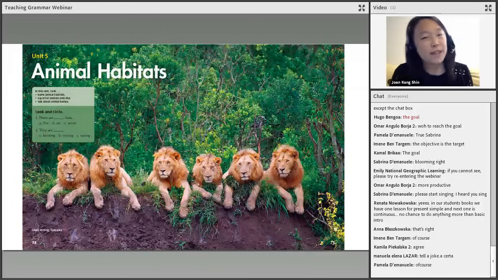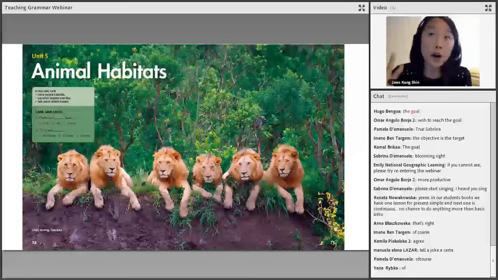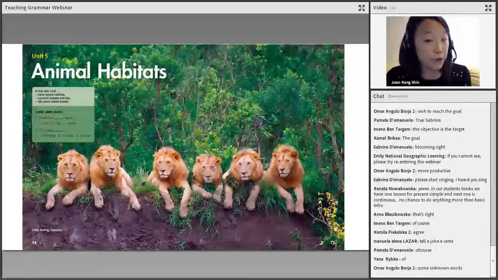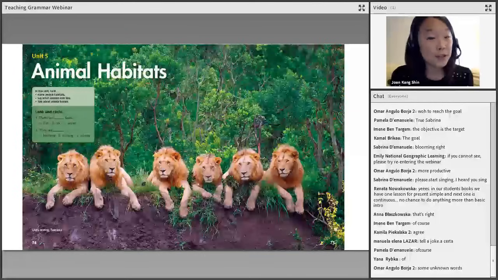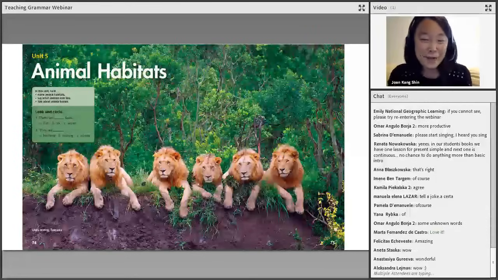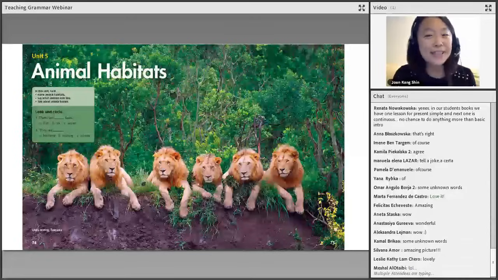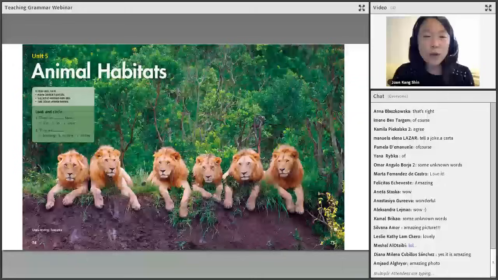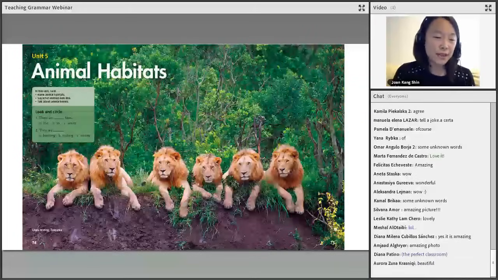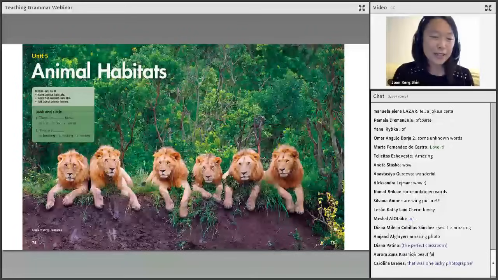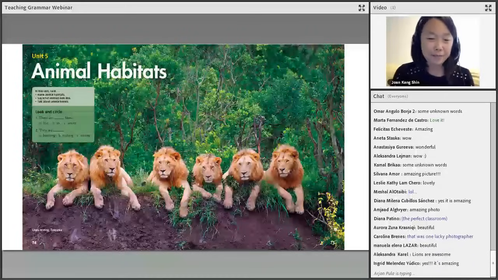All right, so we have an animal habitat. This is actually an example from Our World level 3. Students might be 7, 8 years old, something like that. And isn't this an amazing photo, by the way? Some people think it's photoshopped, but it's not. It really happened that all of these lions were just hanging out in a row for the photographer. Amazing. So what we see here are some lions. Before we get into the lesson, I want students to be able to describe some of these animals. So let's review some of the animals we learned last time.